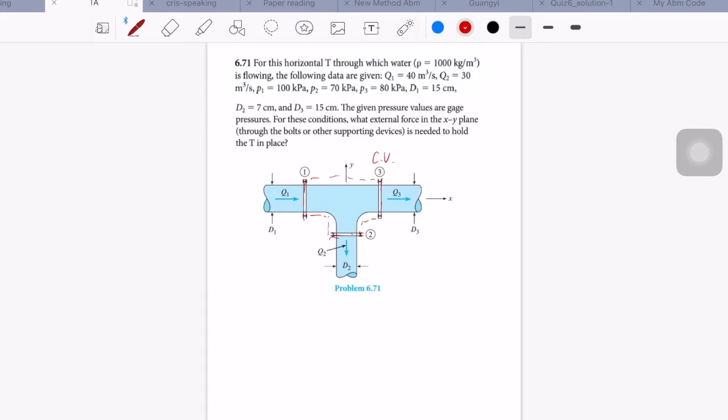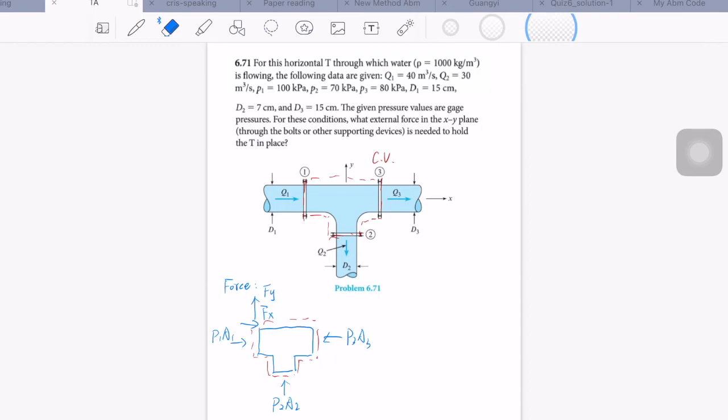And then we need to sketch the force and the momentum diagram. For the force diagram, from the problem, we know there is the pressure force P1A1, and there is pressure force P3A3, and there's pressure force P2A2. And then we assume the required force in the x and y direction. So this is Fx, this is Fy.